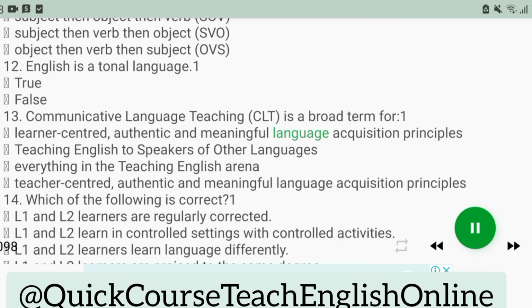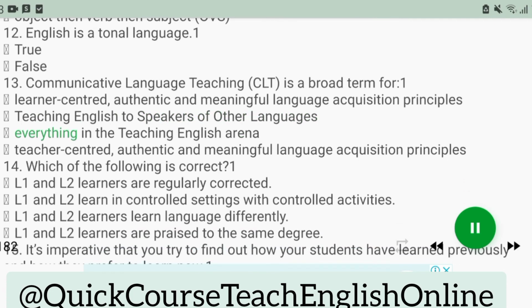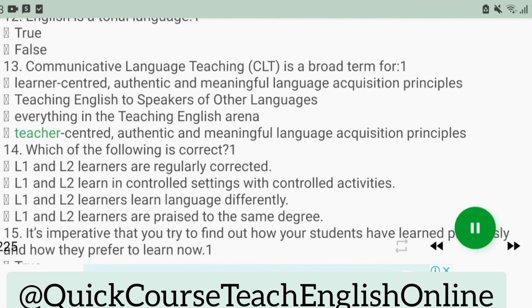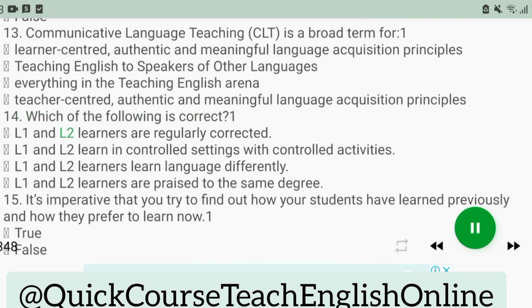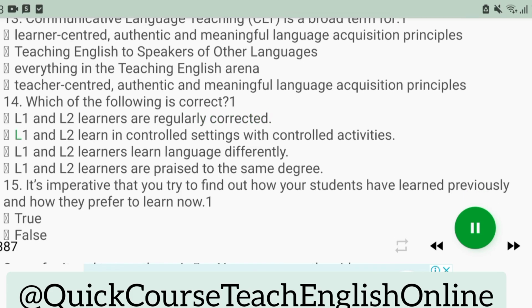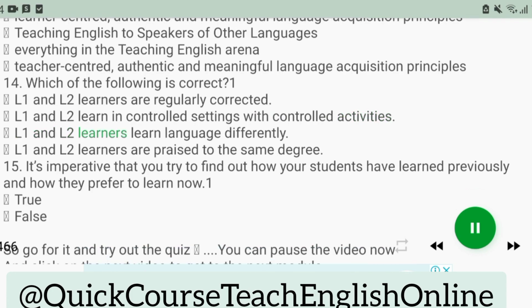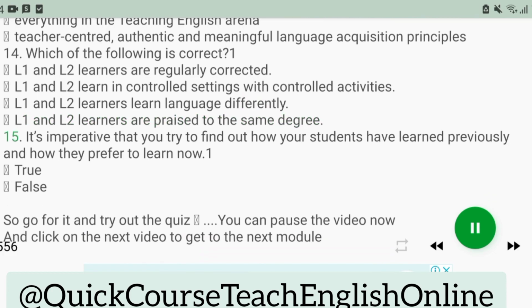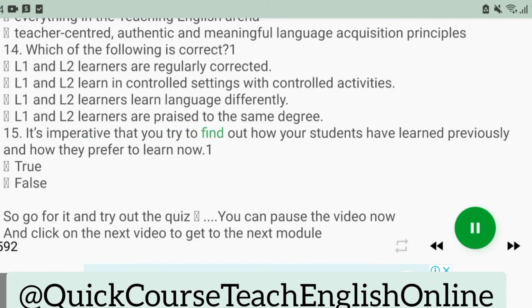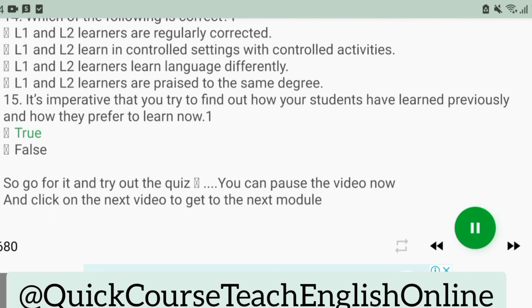13. Communicative language teaching CLT is a broad term for 1. Learner-centered, authentic and meaningful language acquisition principles. 2. Teaching English to speakers of other languages. 3. Everything in the teaching English arena. 4. Teacher-centered, authentic and meaningful language acquisition principles. 14. Which of the following is correct? 1. L1 and L2 learners are regularly corrected. 2. L1 and L2 learn in controlled settings with controlled activities. 3. L1 and L2 learners learn language differently. 4. L1 and L2 learners are praised to the same degree. 15. It's imperative that you try to find out how your students have learned previously and how they prefer to learn now. 1. True. 2. False.